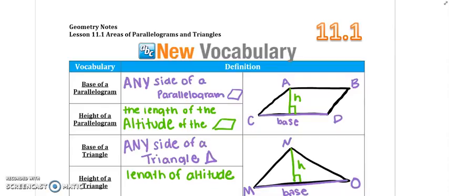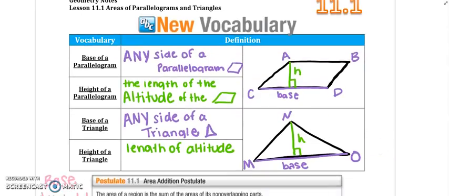Okay, this is 11.1. We're starting to talk about, in this chapter, we'll talk about areas and volumes both. So for 11.1, we're talking specifically about areas of parallelograms and triangles. If you will pause the video and copy down vocab, make sure you have the pictures.